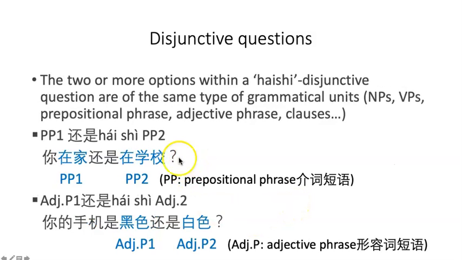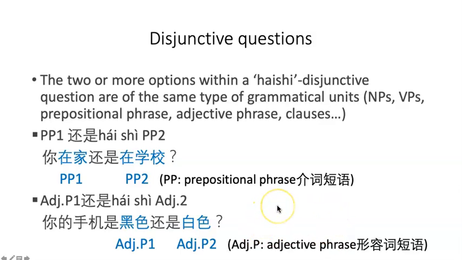Another example, 你在家还是在学校? In this instance, 在家 and 在学校 are also of the same grammatical type, which is prepositional phrase, abbreviated as PP. And sometimes 还是 connects to adjectives or adjective phrases, as in this example. 你的手机是黑色还是白色? 黑色 and 白色 are adjective phrases.